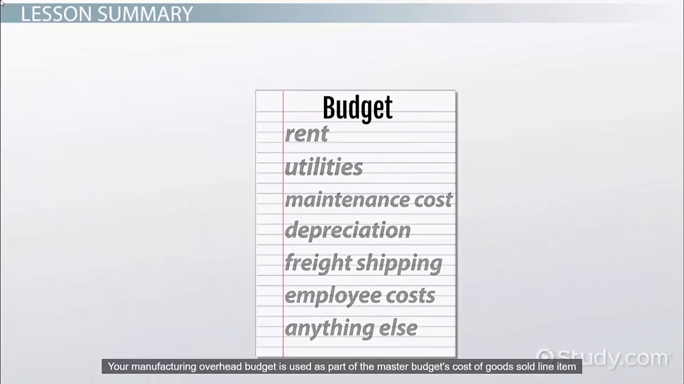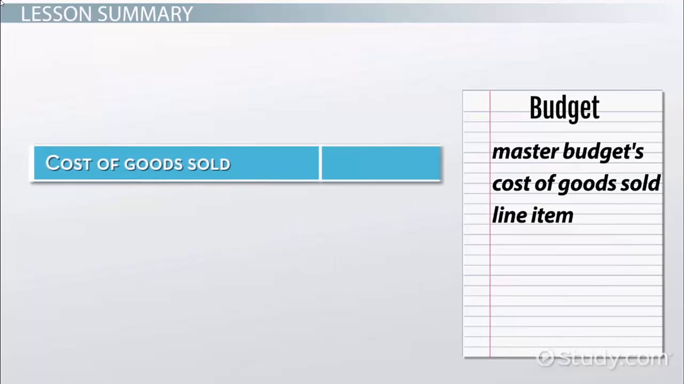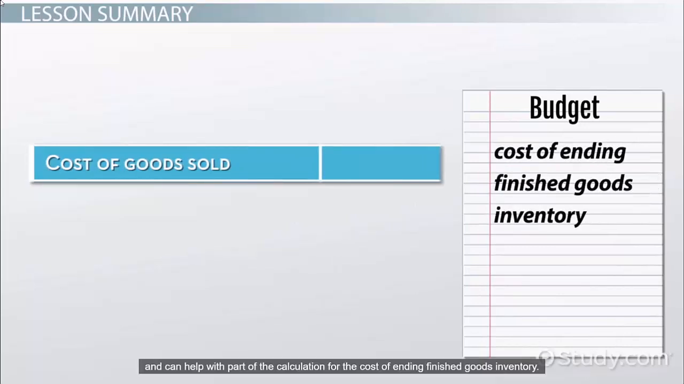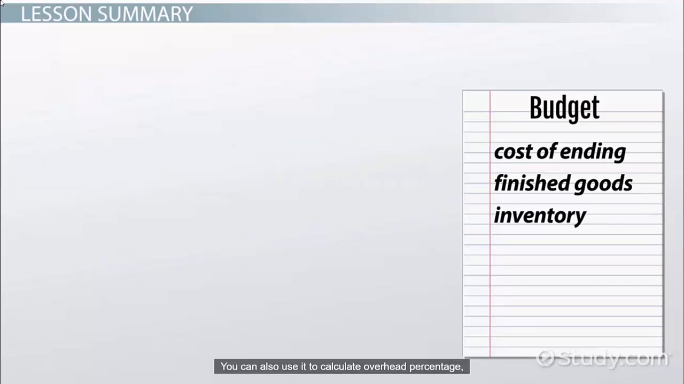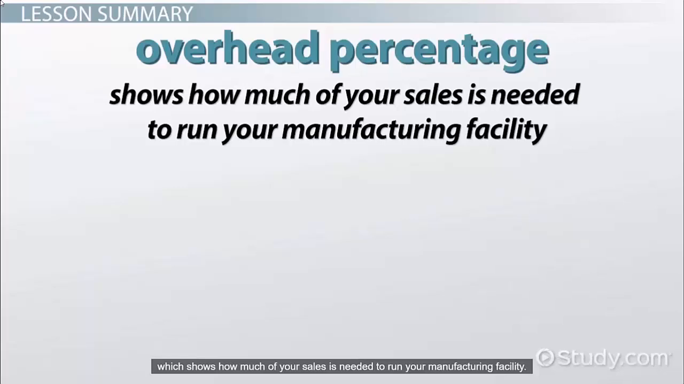Your manufacturing overhead budget is used as part of the master budget's cost of goods sold line item and can help with part of the calculation for the cost of ending finished goods inventory. You can also use it to calculate overhead percentage, which shows how much of your sales is needed to run your manufacturing facility.